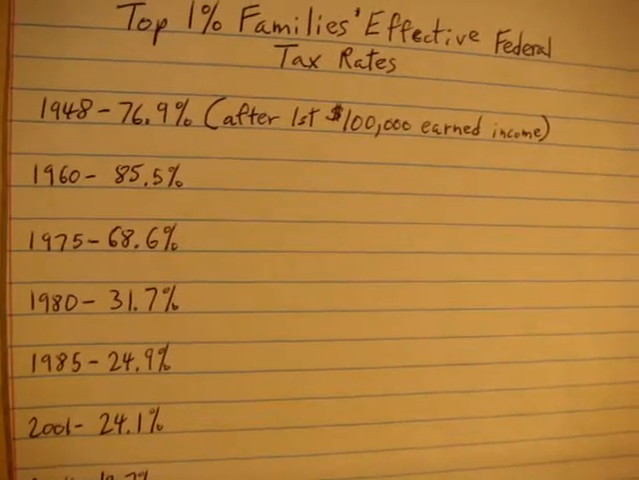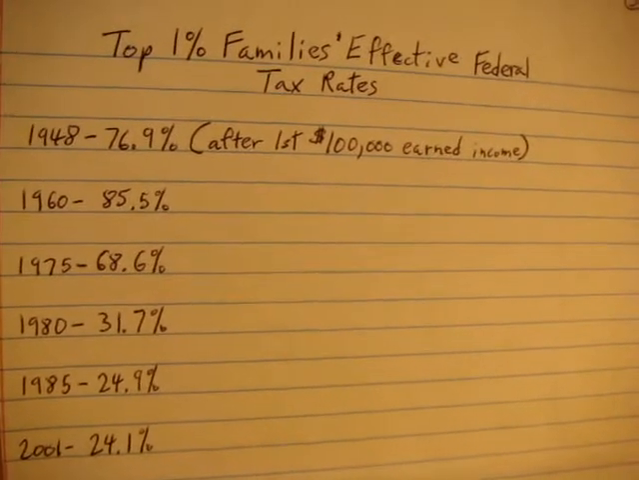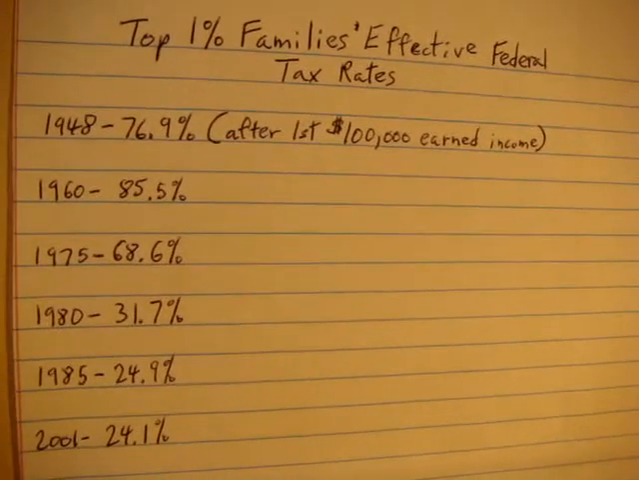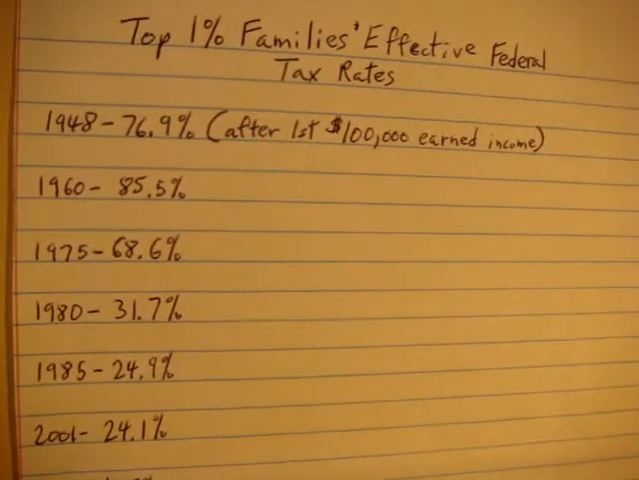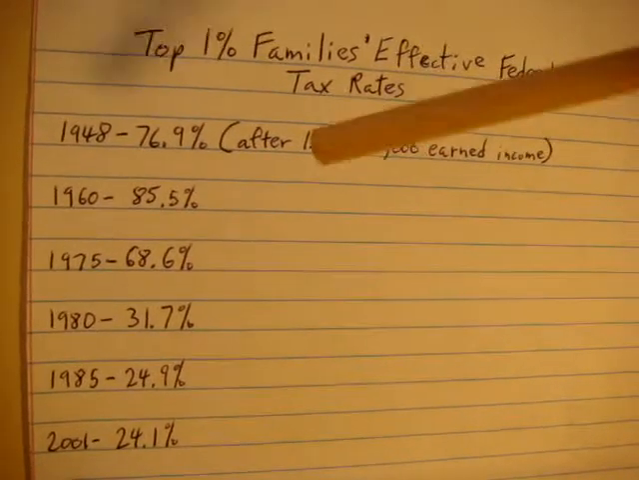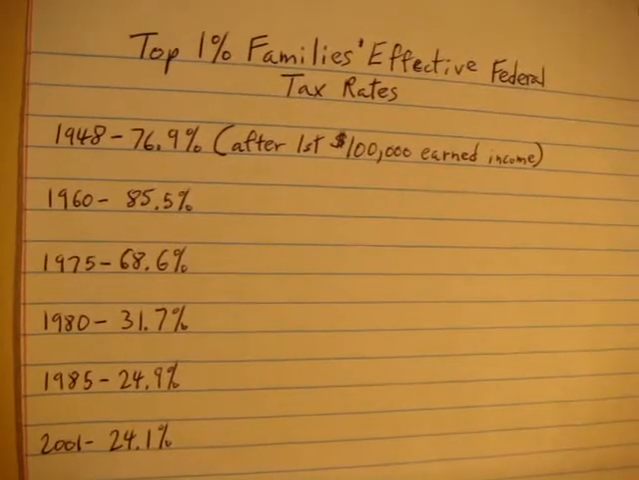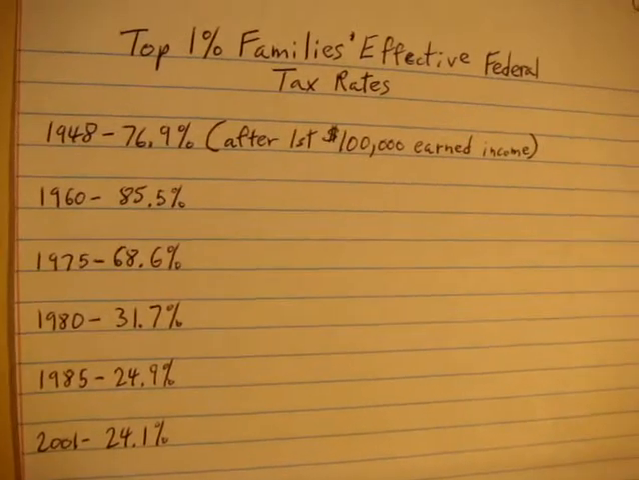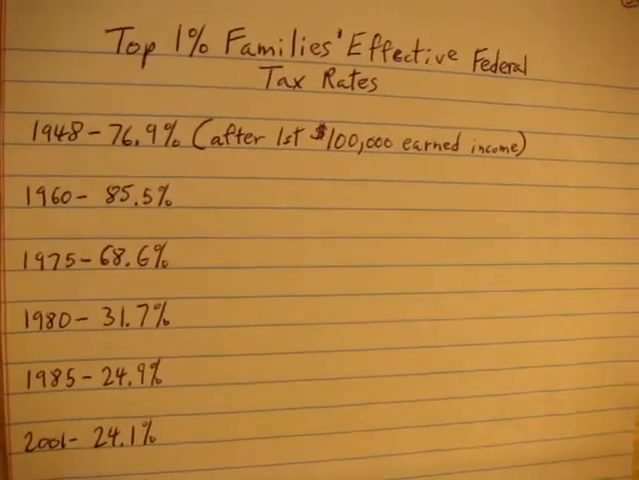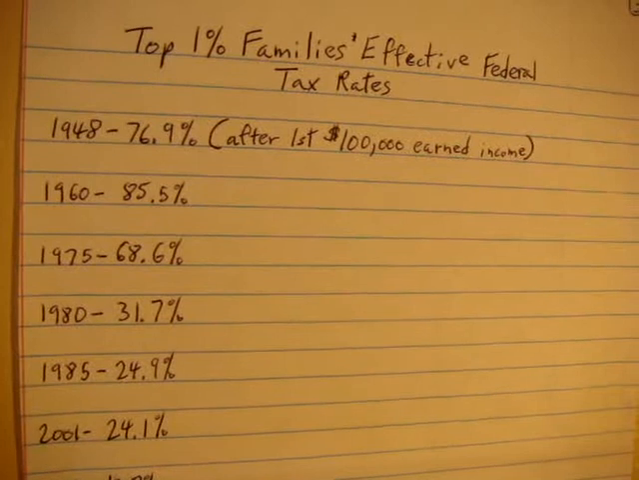In any event, we're now looking at income tax rates. And you will notice how exorbitant they once were, yet the United States made a great deal of profit. In 1948, after the first $100,000 earned, the tax rate was 76.9%. You can see 1960, when Kennedy wins the election, it's 85.5%. This is called effective tax rates, what the government estimates after loopholes, etc., that it was getting.